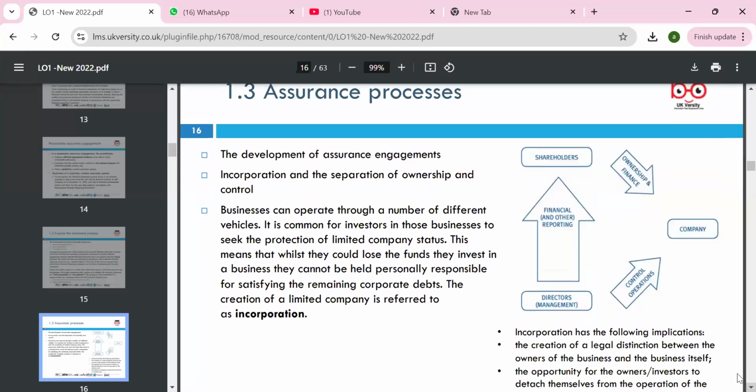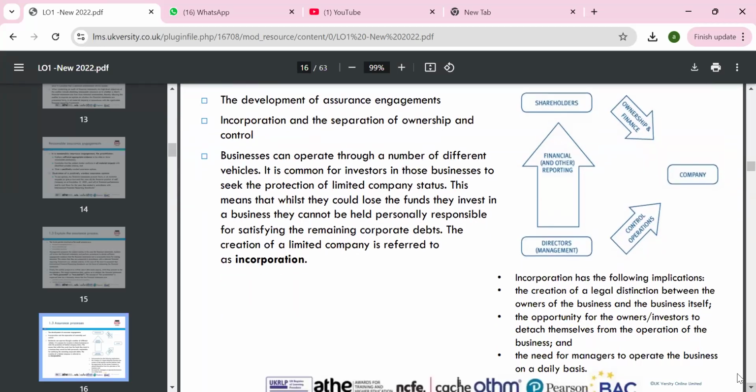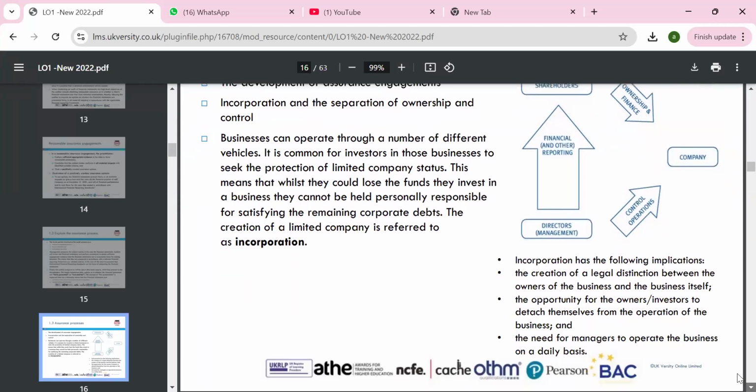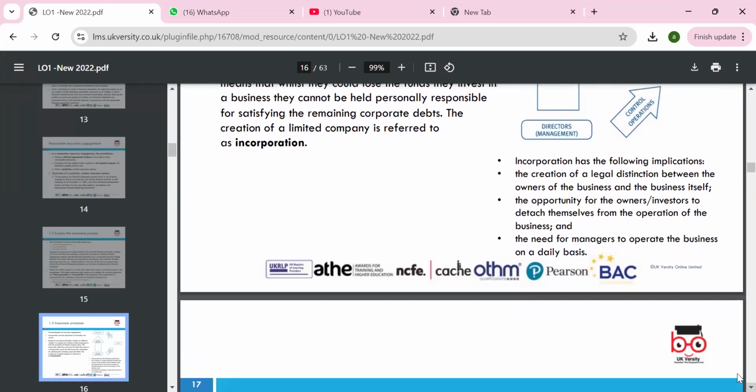We can look at the development of assurance engagements, incorporation, and separation of ownership. There is no conflict of interest as well. A business can operate through a number of different vehicles and commonly investors. We can look at the financial shareholder. These are all the users, and incorporation.